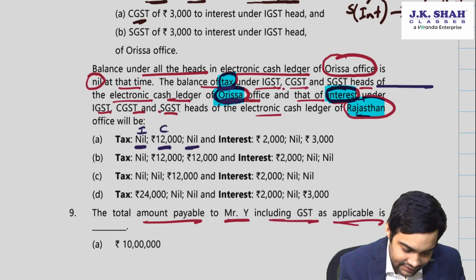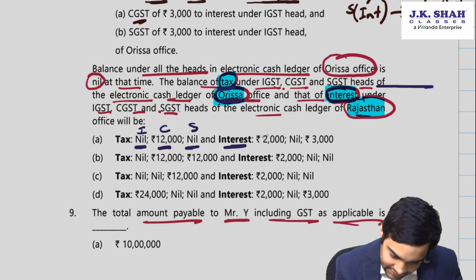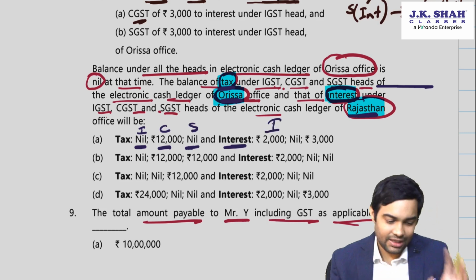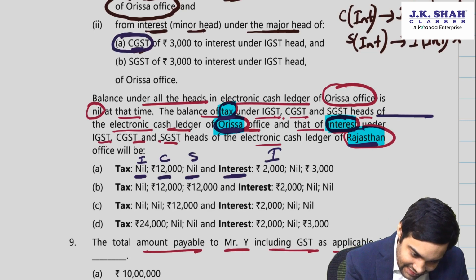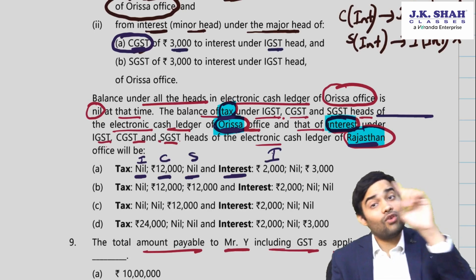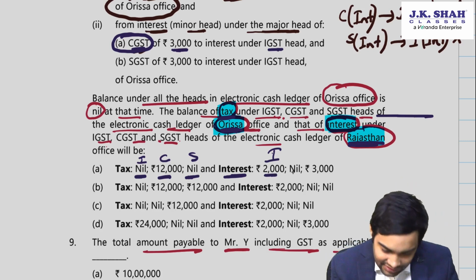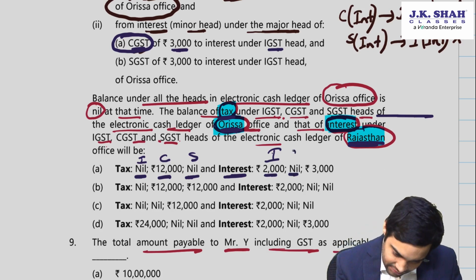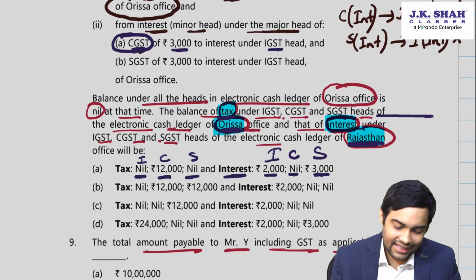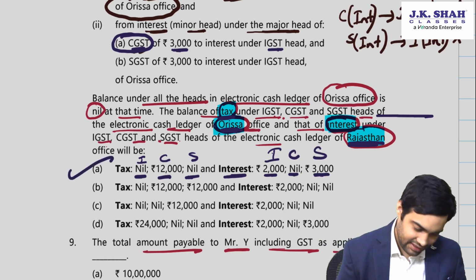This is ICS. Nothing else is matching. Okay, and interest in Rajasthan 2,000. This is I, because I will remain as it is. You are not transferring anything from I. You want to transfer C 3,000 to I of Orissa. So in Rajasthan, I 2,000 will remain intact. 3,000 of I CGST will get transferred to Orissa. So this becomes 0. And 3,000 of SGST cannot be transferred, so it will remain as it is in Rajasthan. So the answer would be this one.